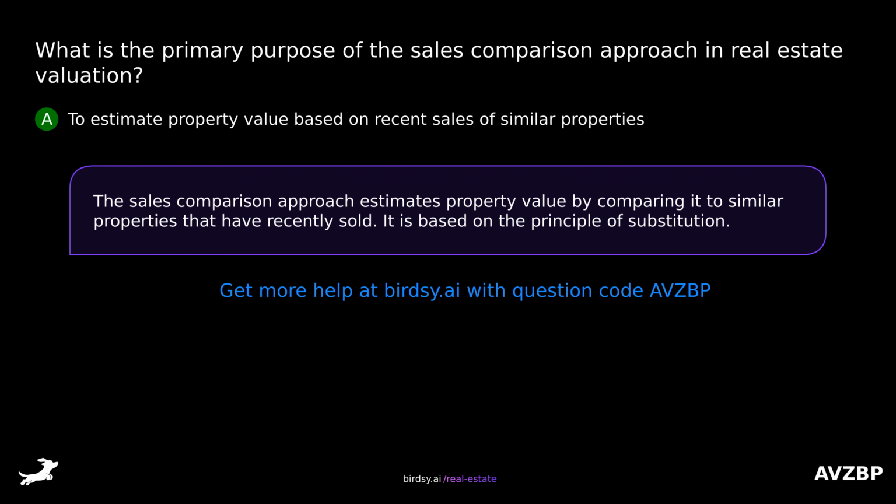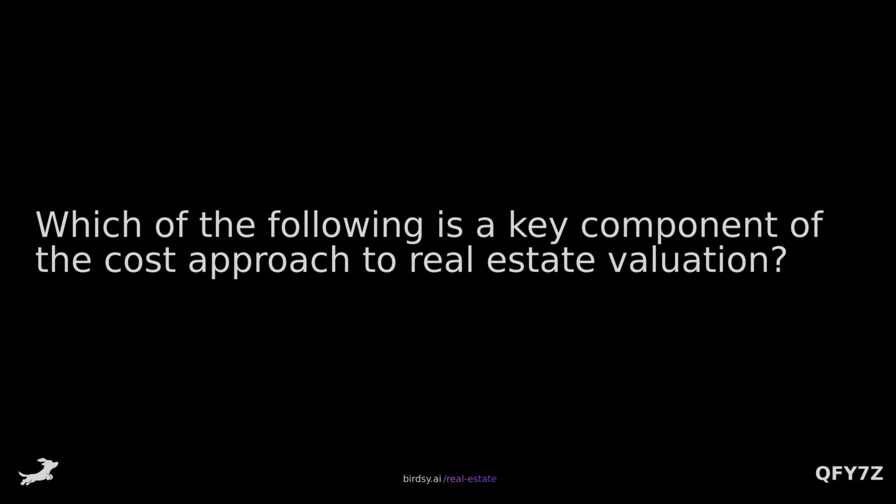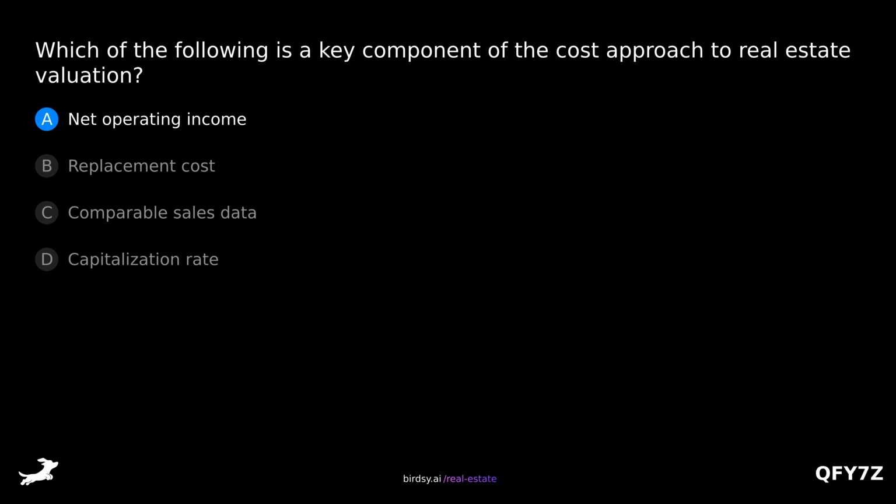The sales comparison approach estimates property value by comparing it to similar properties that have recently sold. It is based on the principle of substitution. Which of the following is a key component of the cost approach to real estate valuation? Is it A, net operating income, B, replacement cost, C, comparable sales data, or D, capitalization rate? The answer is B, replacement cost.